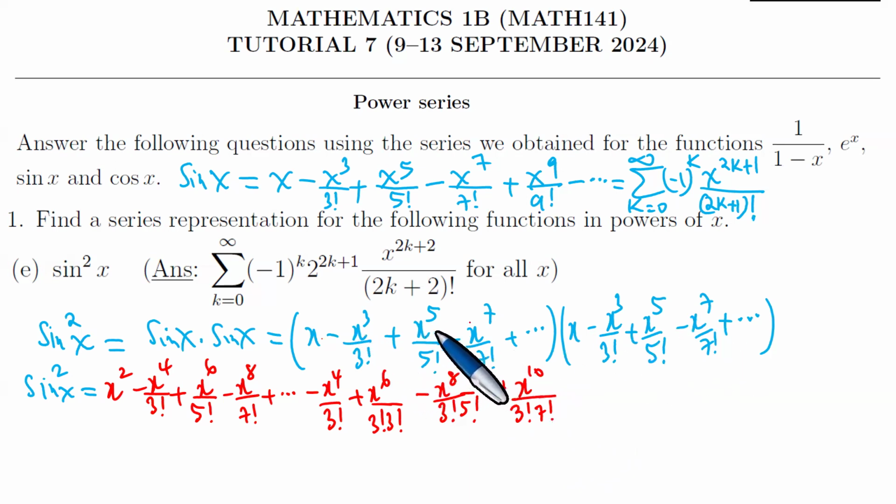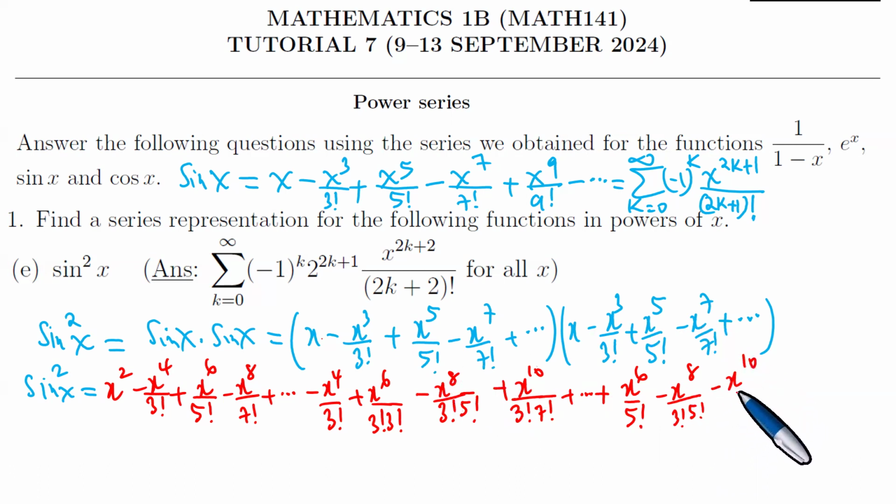Then you multiply the x to the power 5 over 5 factorial with each term: x to the 6th power over 5 factorial, x to the 8th power over 3 factorial 5 factorial, x to the 10th power over 5 factorial 5 factorial, x to the 12th power over 5 factorial 7 factorial.